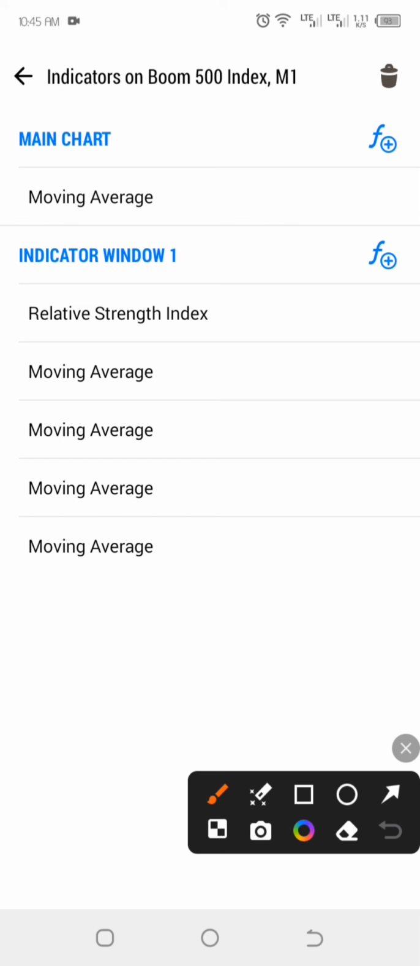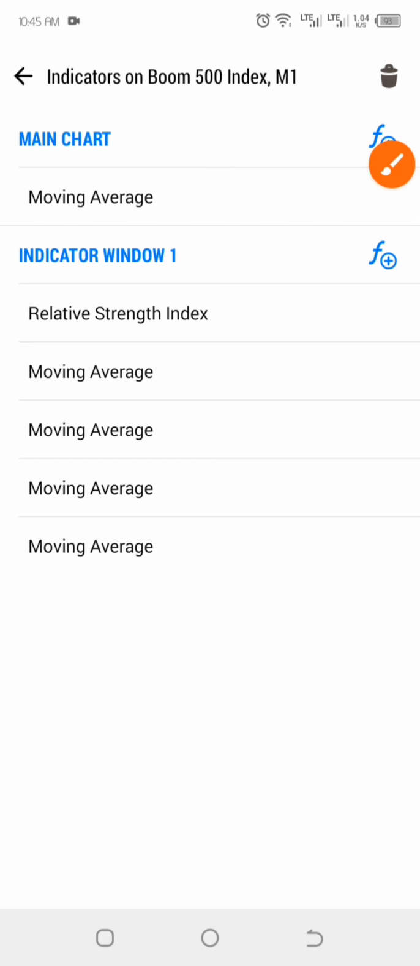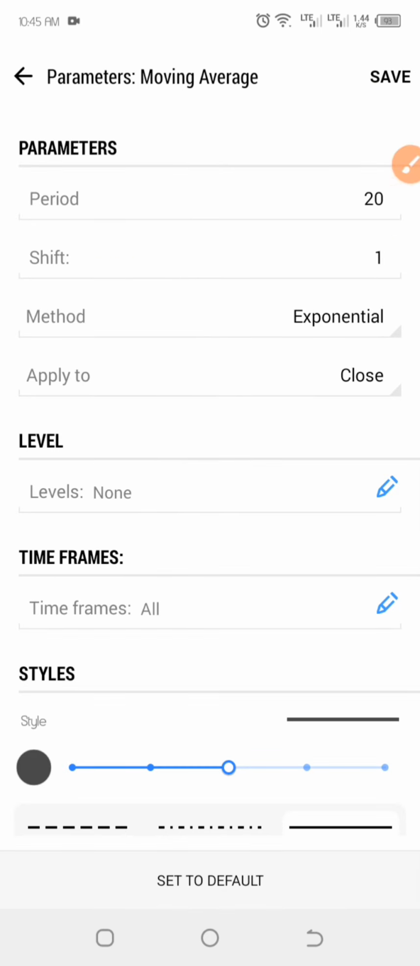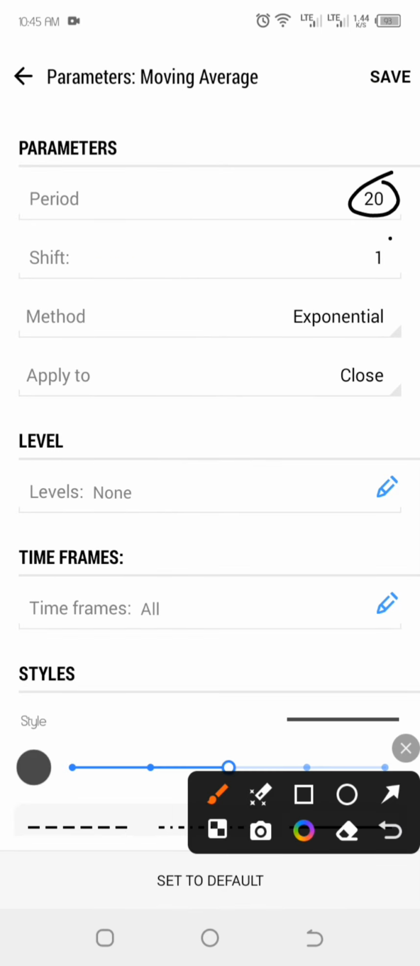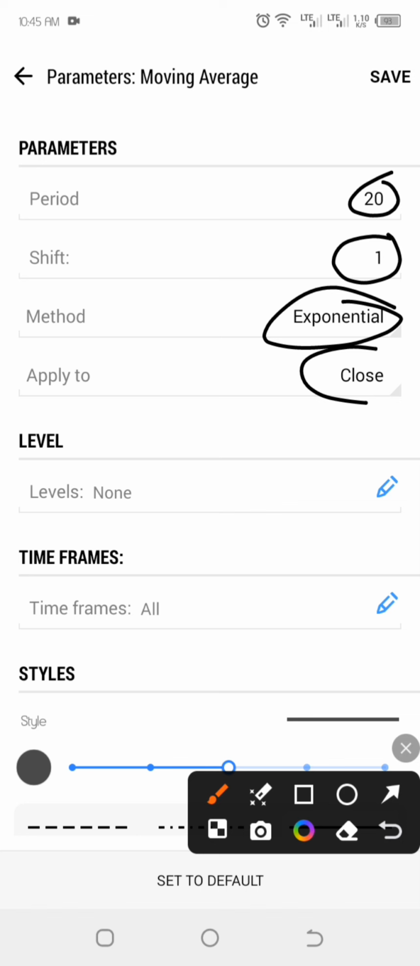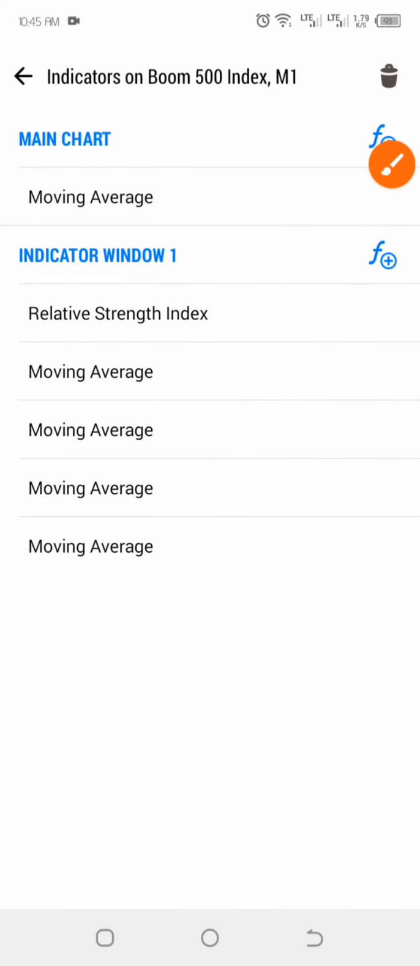Now, talking about the moving average on our main chart, we click on this icon we are seeing right here, the F icon. Click on it, search for moving average and click on it. For the moving average, the period is 20, shift is 1, method is exponential, apply to close, and for the style I'm using black color, so use the color of your choice, and click on save. After that, you are going to have your moving average in your chart.